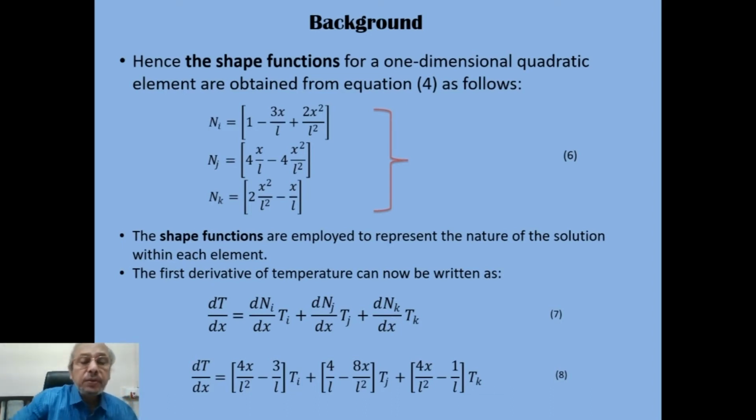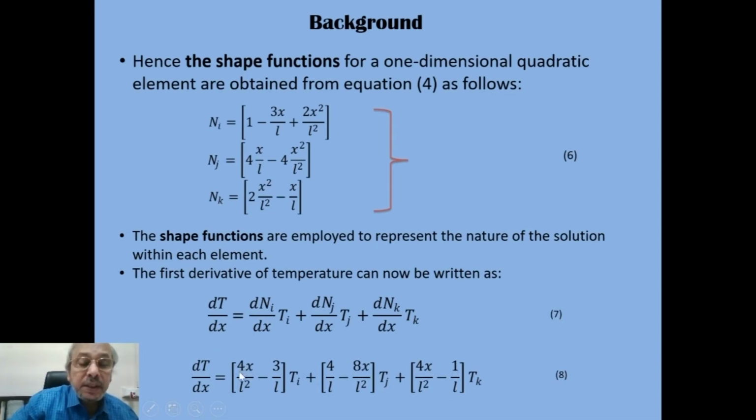And we can also find out the derivative of this expression for temperature, dT/dx, which will be given by dNi/dx into Ti plus dNj/dx into Tj plus dNk/dx into Tk. So dNi/dx we can find out, dNj/dx we can find out, and dNk/dx we can find out.